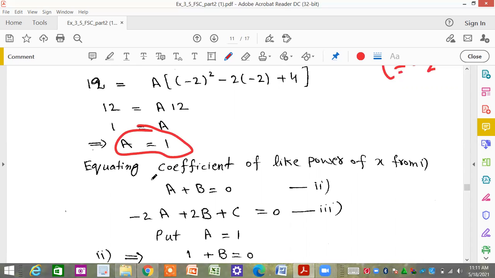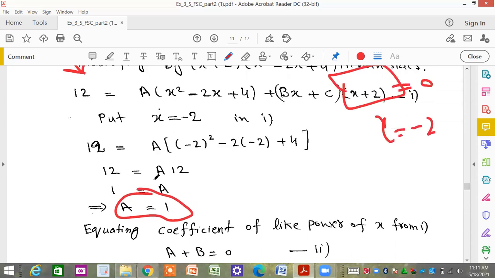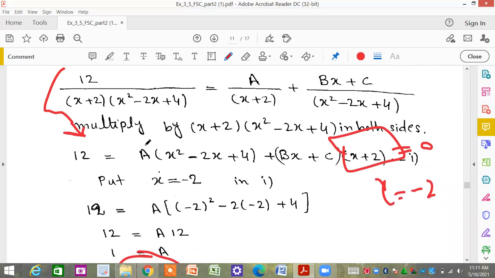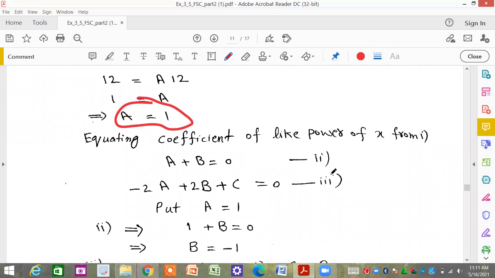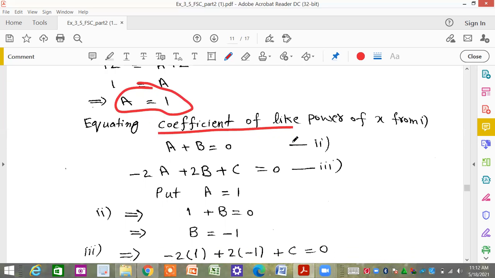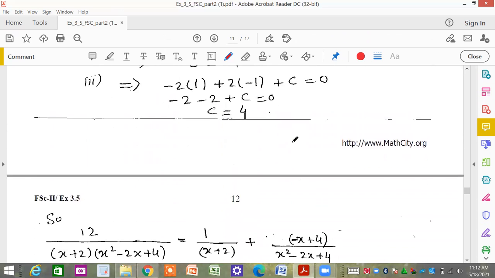After this we will multiply a into x square minus 2x plus 4, and similarly bx will be multiplied by x plus 2, and similarly c will be multiplied by x plus 2. After simplification, we will get a simple equation, and we will compare the coefficients. After comparing the coefficients of x square, x, and the constants, we will be able to find the solution for b and c.